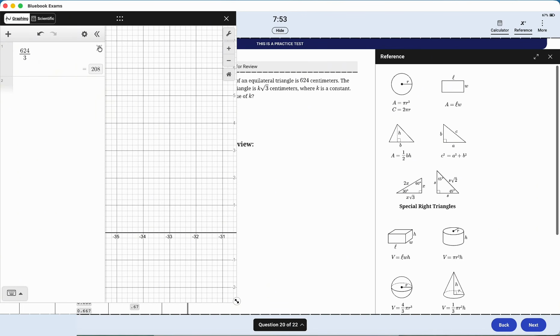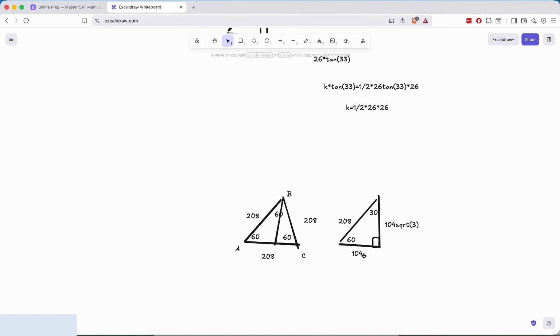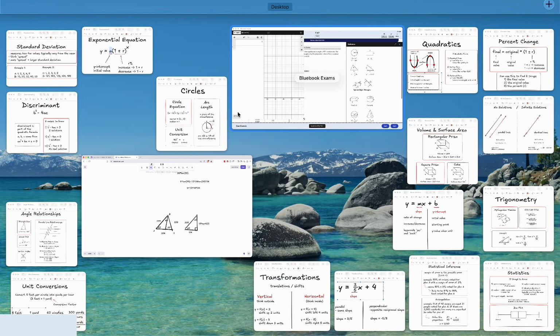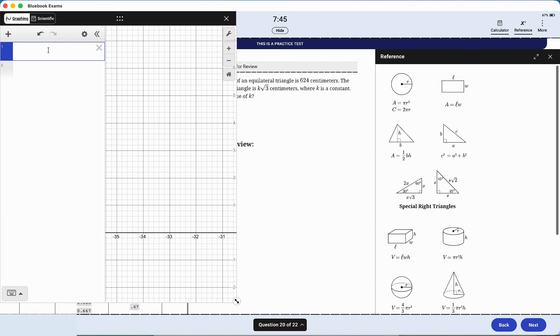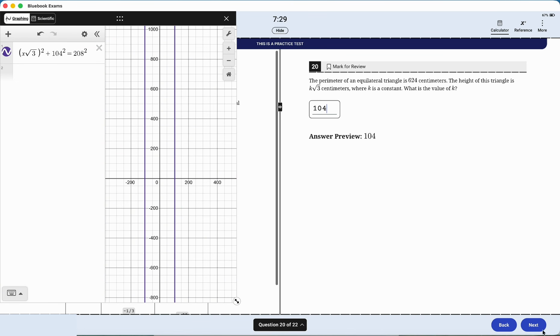If you didn't know that, you could also, at that point when we draw this, it is a right triangle, so just do the Pythagorean theorem. I'll show you that as well. I can just type in x, because we can't use k as our variable: x square root 3 squared plus 104 squared equals 208 squared. Zoom out, and we'll see our answer is 104. So one of those two ways is how you can solve that.